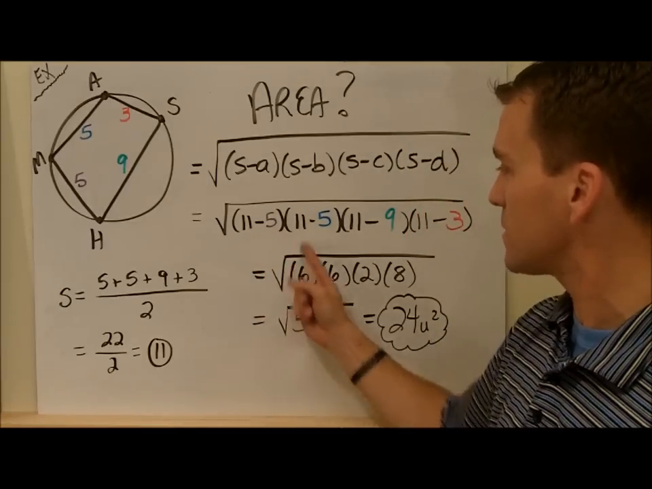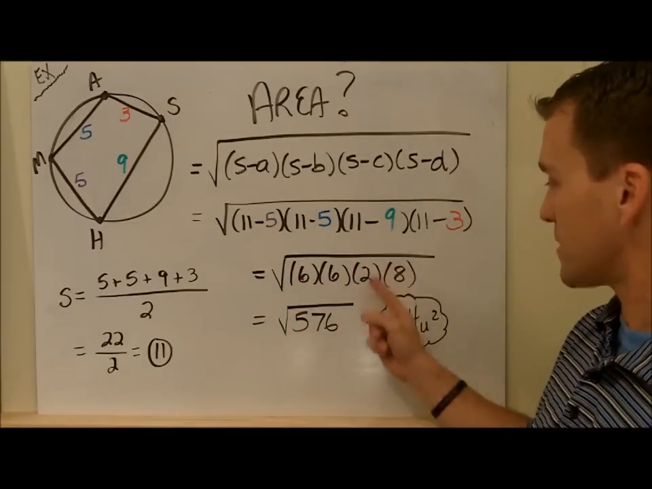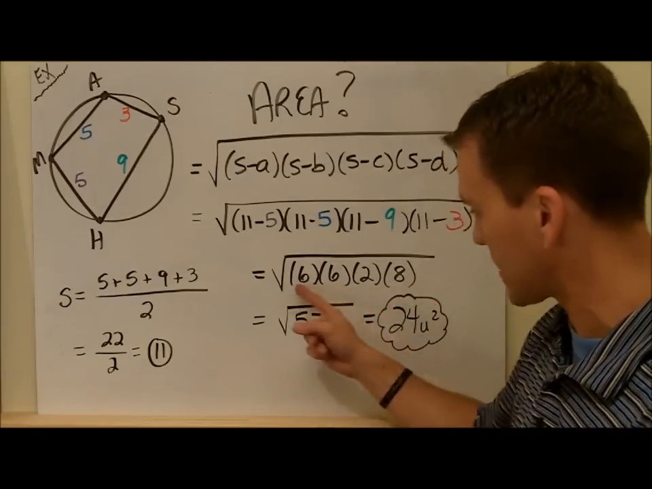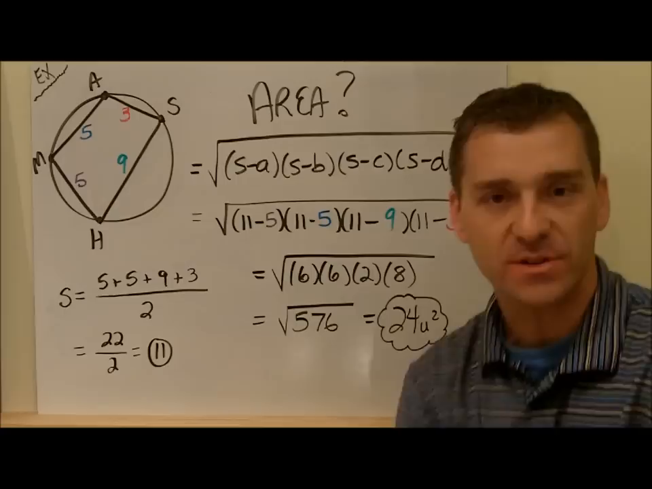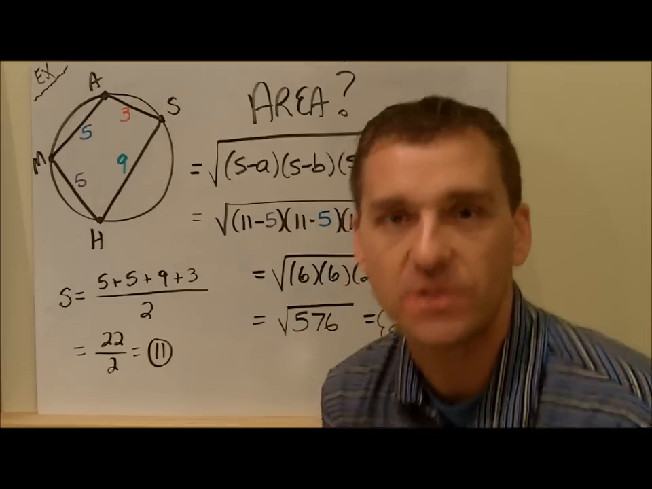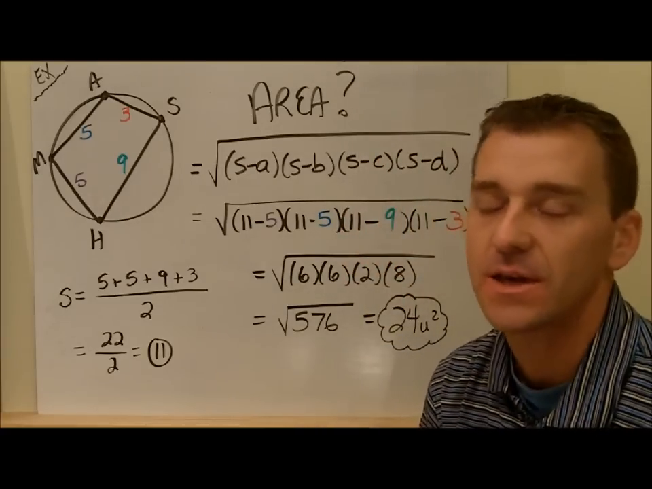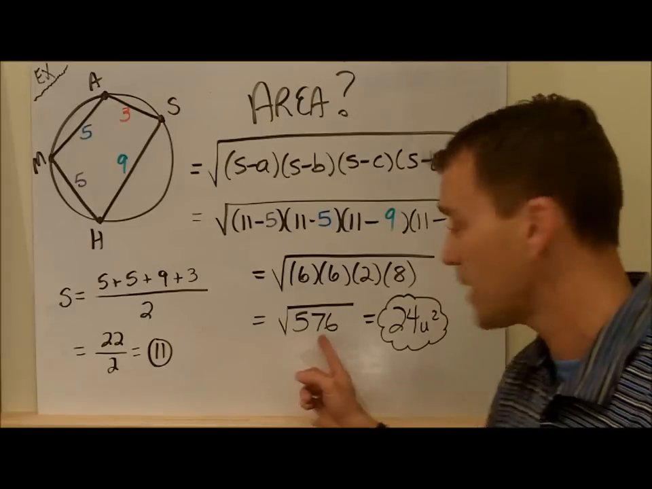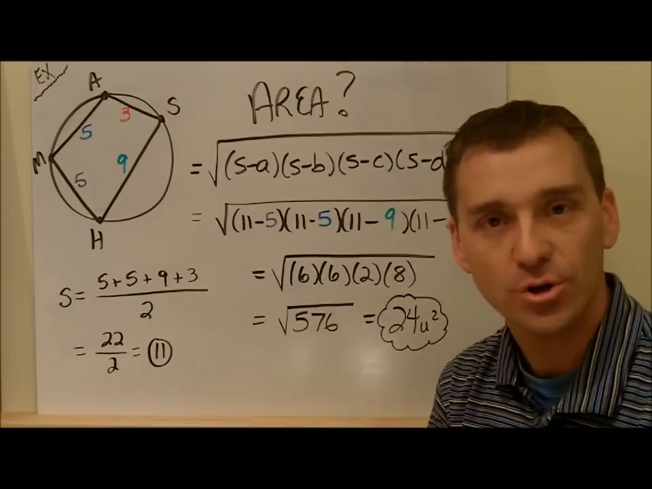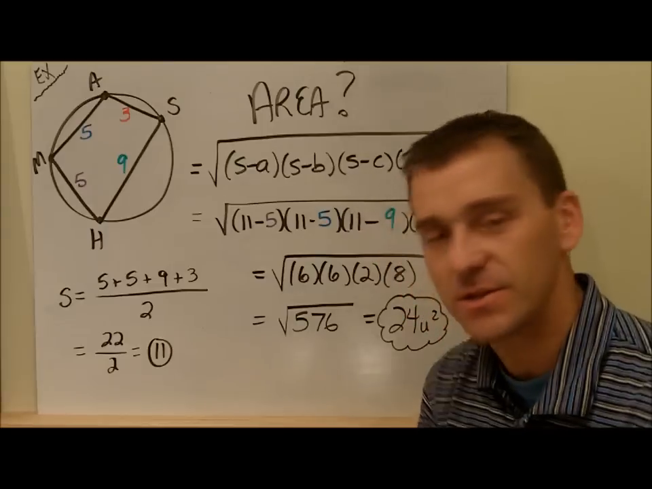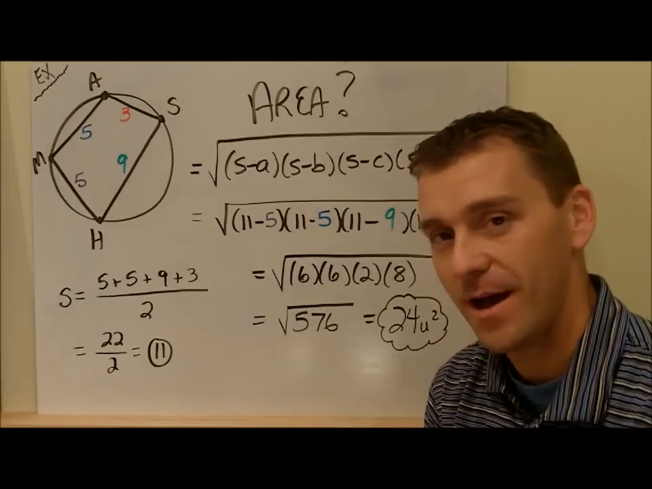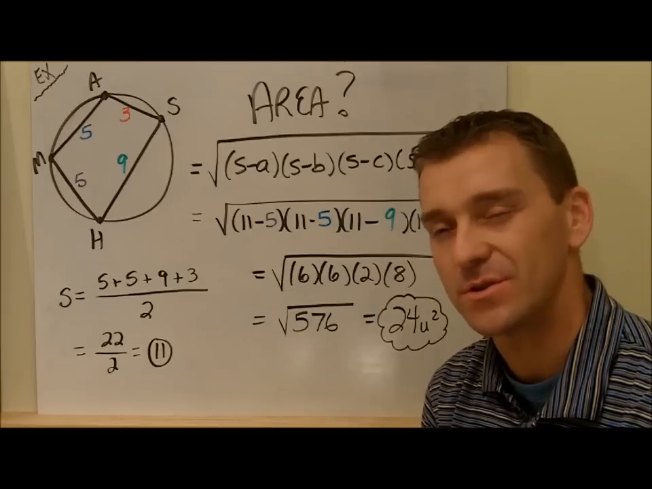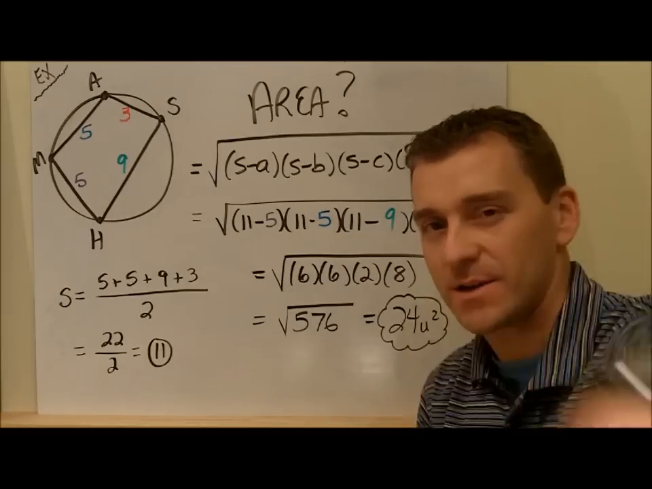11 minus 5 is 6. 11 minus 5 is 6. 11 minus 9 is 2. 11 minus 3 is 8. Multiply all that together: 6 times 6 times 2 times 8 gives you 576. And believe it or not, the square root of 576 is a nice number, already a perfect square. So the answer is 24 units squared. Congratulations. There's your first of many examples using the Gupster's formula. That's practice for later.